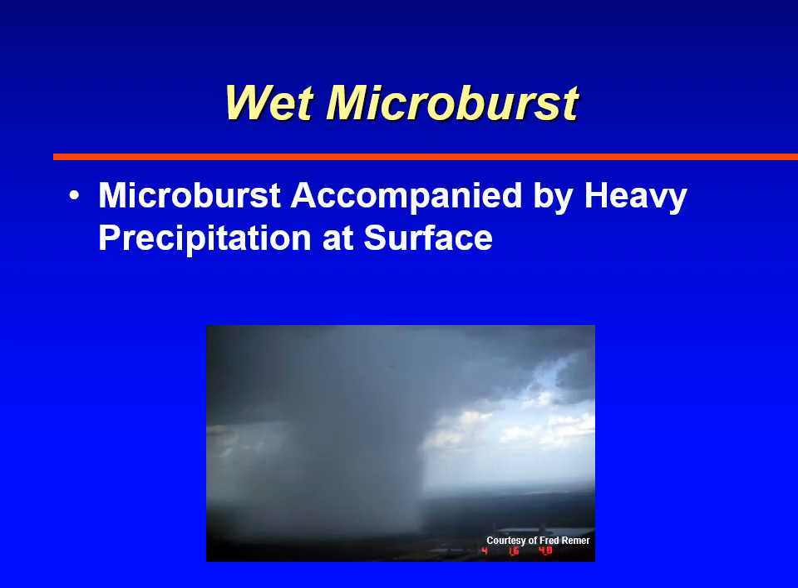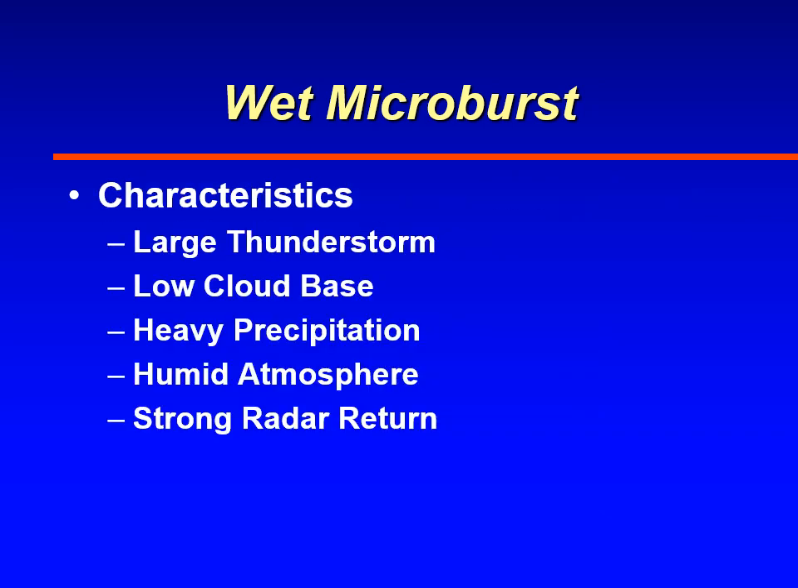Wet microbursts are ones where you have lots of precipitation at the surface, and typically these come from large thunderstorms. Other characteristics of wet microbursts, they have low cloud bases, heavy precipitation, usually develop in a humid atmosphere and have strong radar returns. So these are downdrafts and outflow from big thunderstorms over a very short, small area. Usually in a humid atmosphere, that means the temperature and dew point are very close together. And when that happens, that usually also implies that you have a very low cloud base. And of course, these are big thunderstorms, so you're going to see intense to extreme radar echoes.